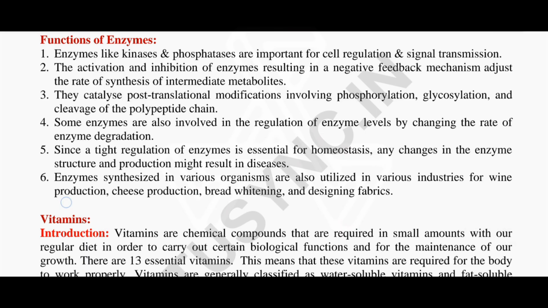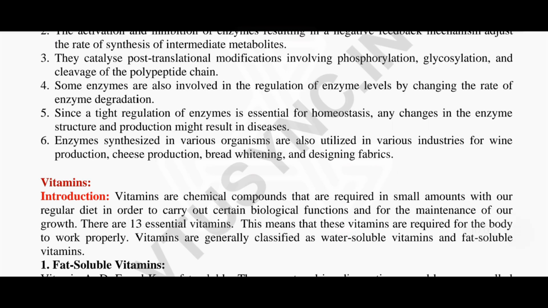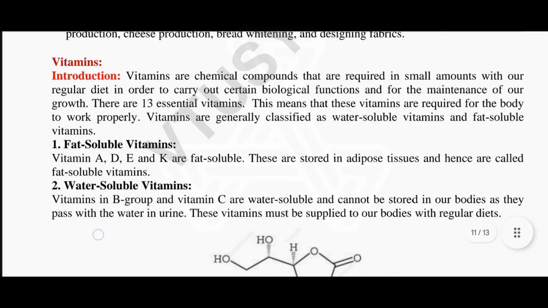Enzymes synthesized in various organisms are also utilized in various industries for wine production, cheese production, bread whitening, and designing fabrics. Vitamins. Vitamins are chemical compounds that are required in small amounts with our regular diet in order to carry out certain biological functions and for the maintenance of our growth. There are 13 essential vitamins. This means that these vitamins are required for our body to work properly.